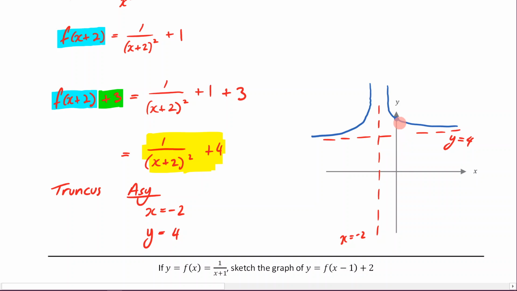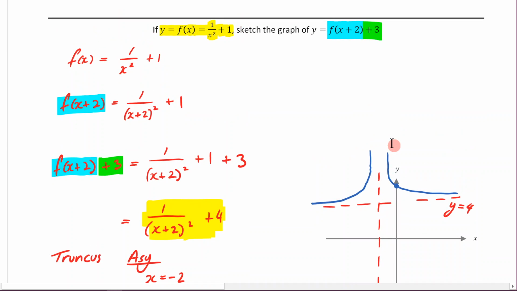We now need to find what this intercept is going to be. To find what that intercept is going to be, I'm going to say, hey, to find a y-intercept, we let x equal 0. So we take this right here.